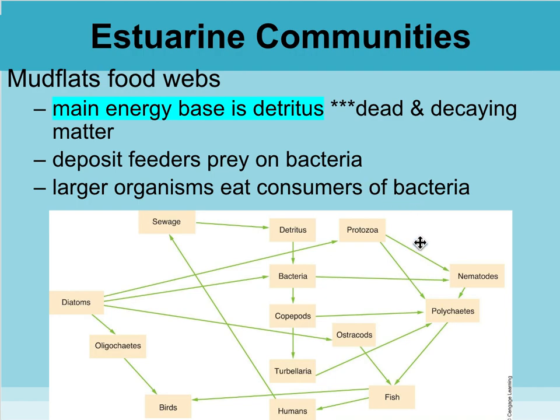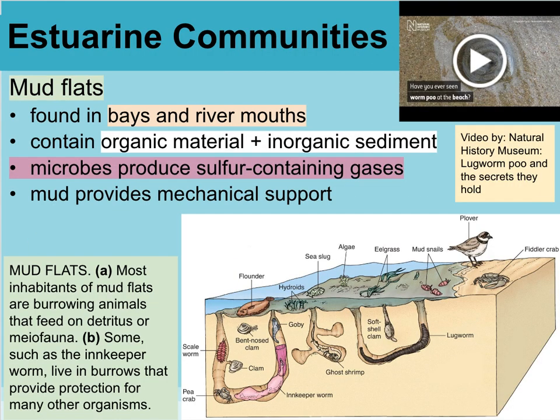A lot of times you just see them and it looks like a big flat piece of mud, but they're full of detritus, that dead and decaying matter, and they create this entire food web with bacteria eating the dead and decaying matter, and they have nematodes or polychaetes, which are worms that will eat the bacteria and eat copepods, which is a type of plankton. So it becomes this whole separate food web in the mud flats.